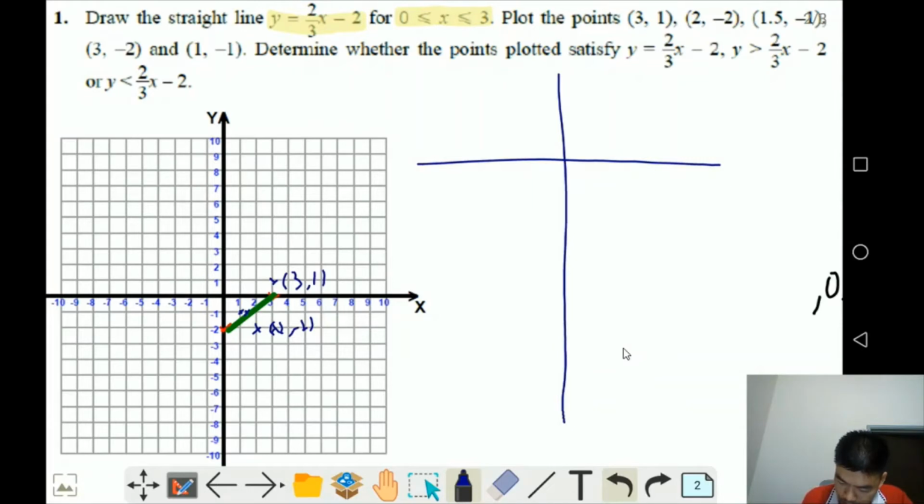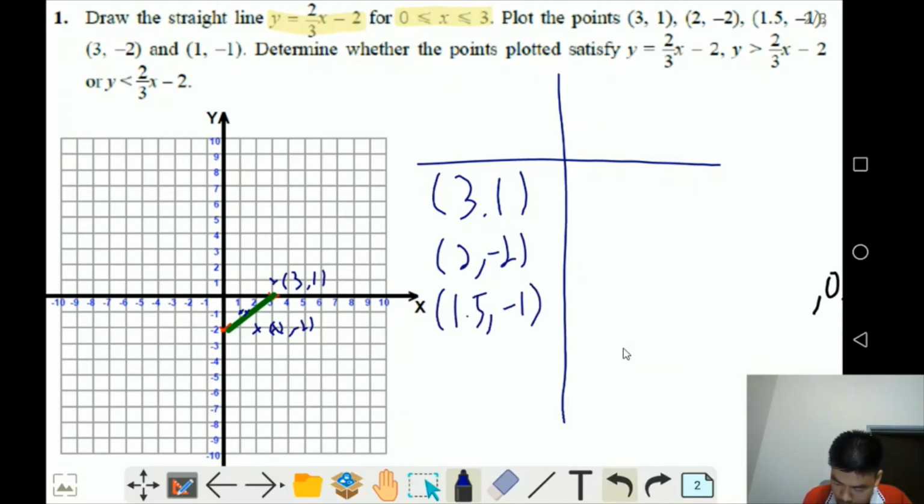Which are the 5 points? 3, 1; 2, negative 2; 1.5, negative 1; 3, negative 2; 1, negative 1.